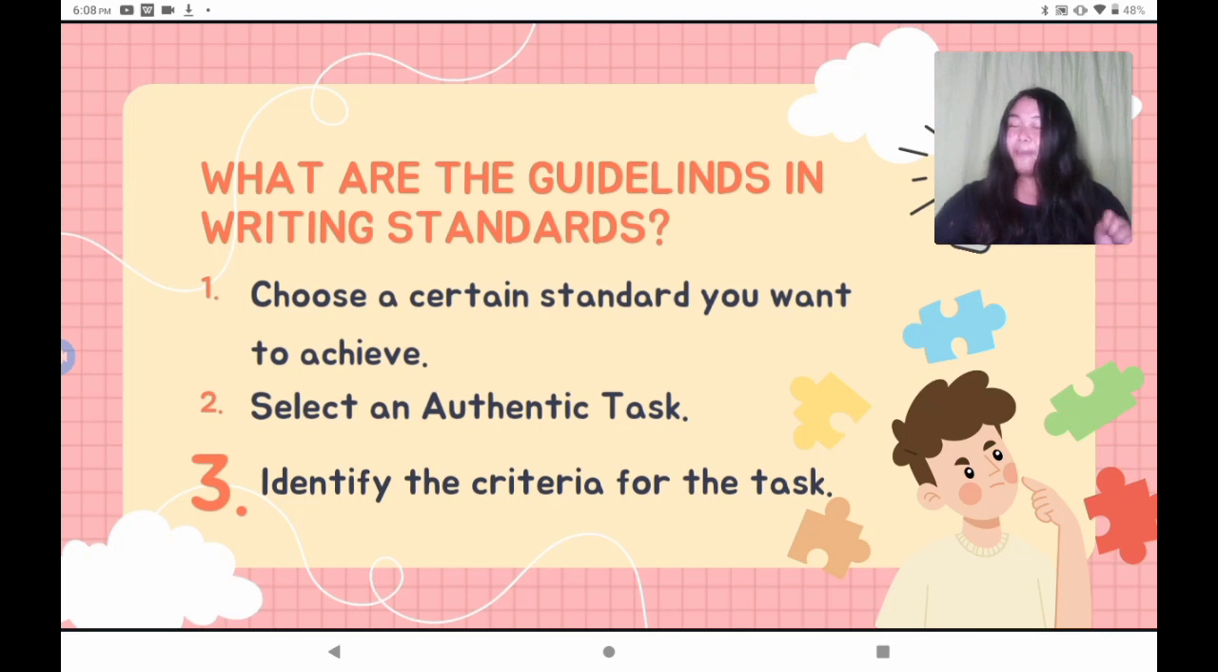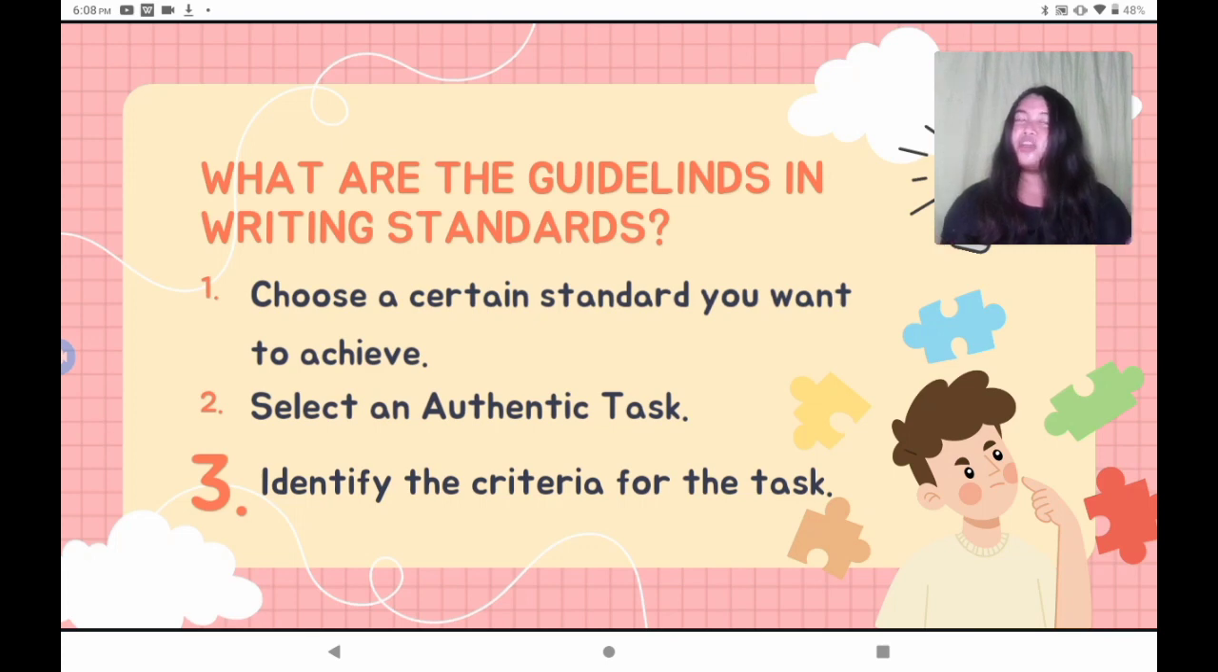So next, Step 2 is to select an authentic task. Why? Because whenever you set standards, it is feasible that as educators, you should be able to come up with an engagement or a task through which students will be able to deliver their capabilities. Now, our highlight for today is the third step, which is to identify the criteria for the task.